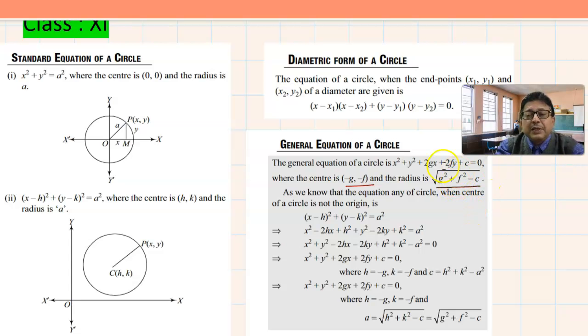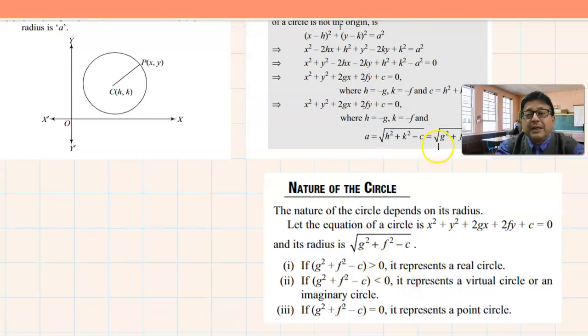Now, just by looking at the equation and finding g, f and c, and also finding under root g square plus f square minus c, we can quickly decide whether the circle is possible or not. All equations of this form will not give you a circle. It will give you a circle under what condition? When the expression inside the root is a positive quantity. If g square plus f square minus c is greater than 0, it will give you a real circle. If it is less than 0, it will represent a virtual circle.